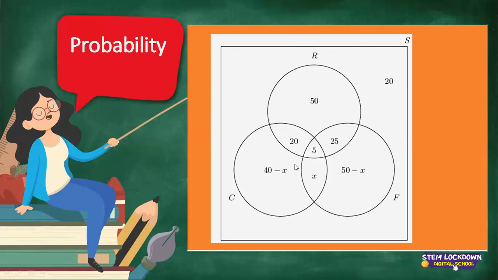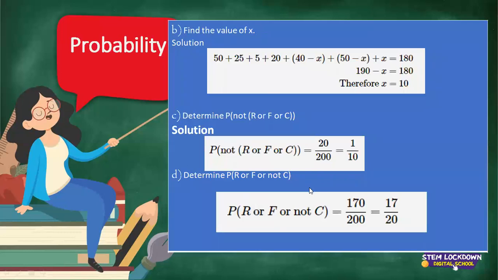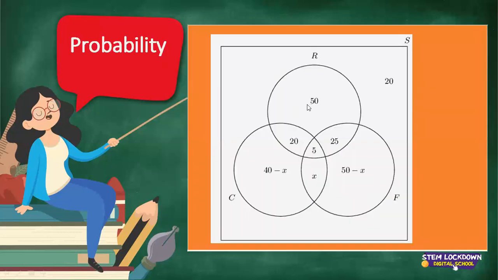So 40 minus 10 is 30. So everything added together except cricket will be 200 minus 30, that is 170. So 170 over 200 will give us the probability of that event. We can simplify 170 over 200 into 17 over 20. That's the probability of rugby, soccer, and not cricket, meaning everything we added except cricket.